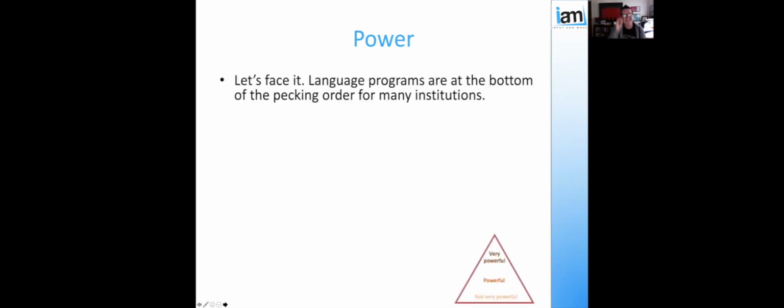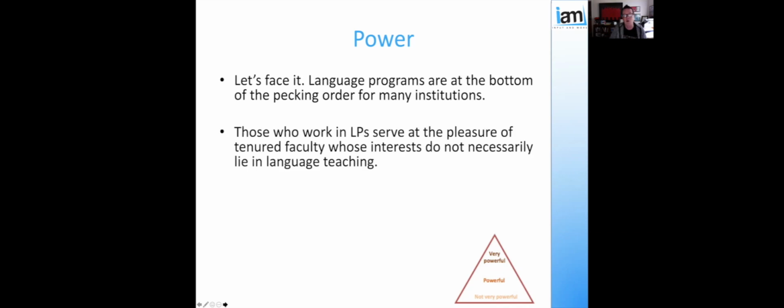The next issue to talk about is power. And so I'm going to be real blunt here because I can afford to be blunt. Look who I am and look where I am. Language programs are at the bottom of the pecking order for many institutions. Those who work in language programs serve at the pleasure of tenured faculty whose interests do not necessarily, and very often just don't, coincide with language teaching. I mean, they just don't care. And sometimes they might actually be hostile toward it.